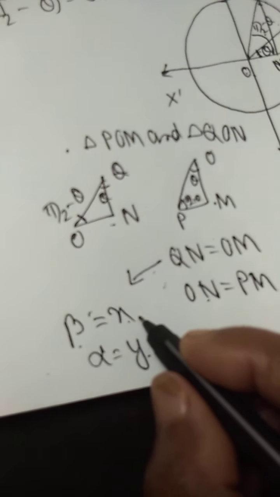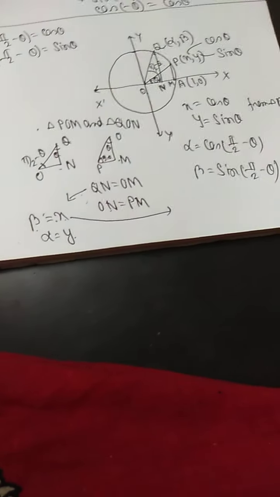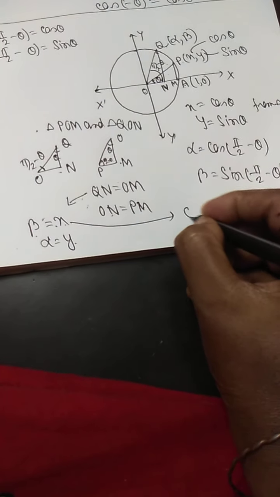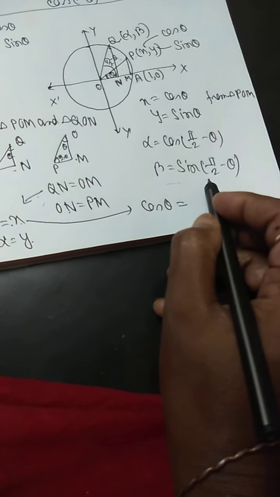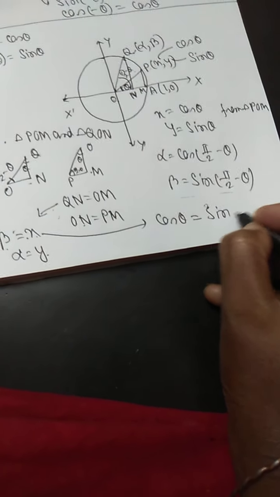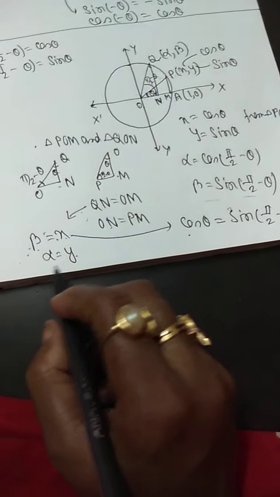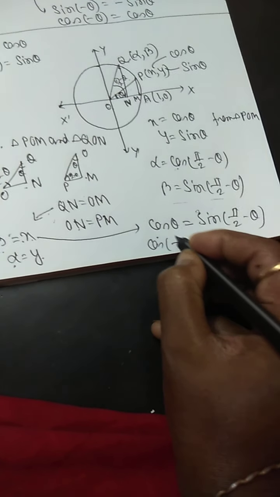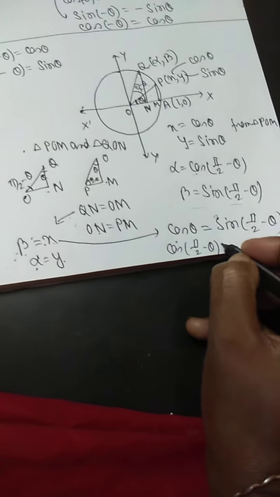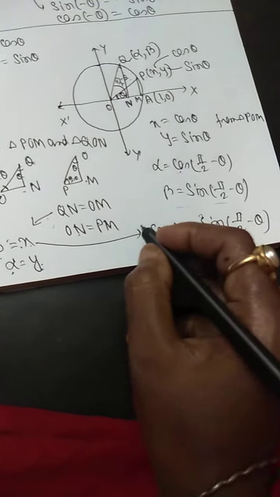Then from this line, what is x? x is equal to cos of theta. So in place of x we can write cos theta, and in place of beta we can write sine of pi by 2 minus theta. So we have got sine of pi by 2 minus theta is equal to cos theta, and similarly alpha is nothing but cos of pi by 2 minus theta, and what is y here? y is nothing but sine of theta. So in this way it comes.